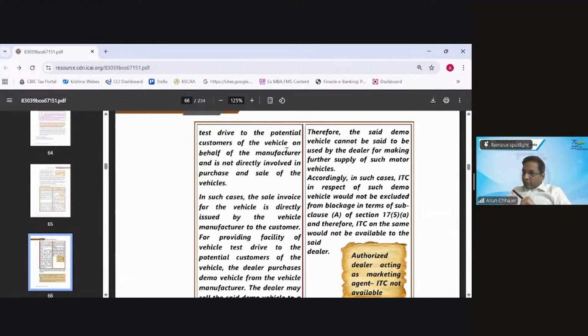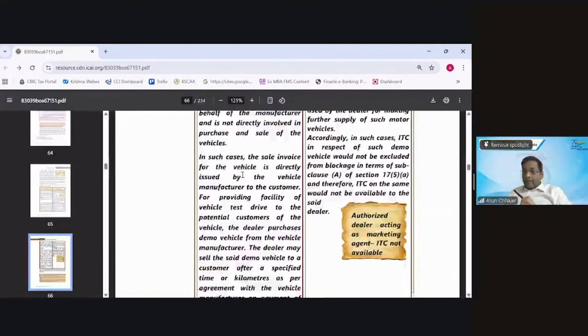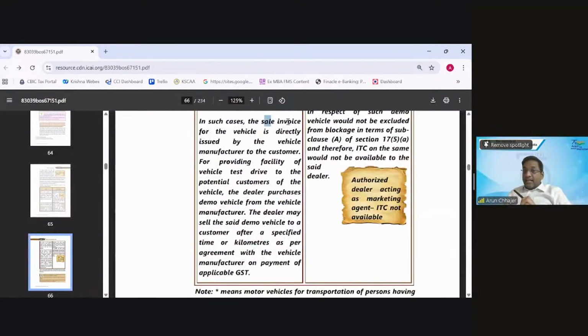Test drive to the potential customer of the vehicle on behalf of the manufacturer and is not directly involved in purchase and sale of motor vehicle. In such case, the sale invoice for the vehicle is directly issued by the manufacturer to the customer for providing the facility of the test drive to the potential customer.